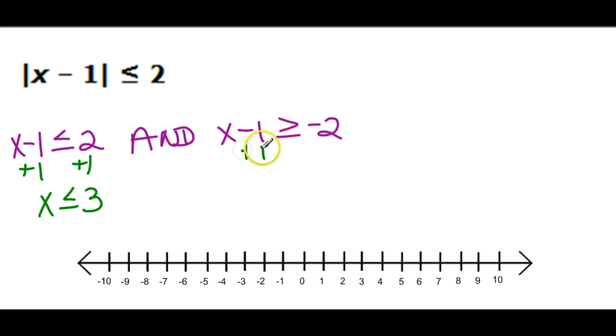Add 1 to both sides here. Plus 1 plus 1. X is greater than or equal to negative 2. It's going to be a negative 2. It's going to be a closed circle.